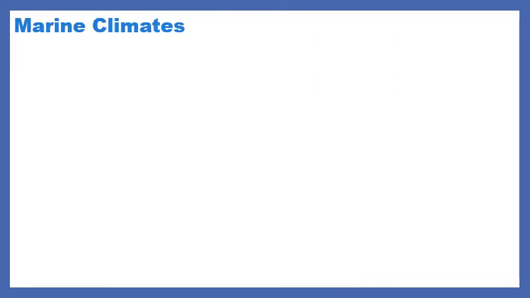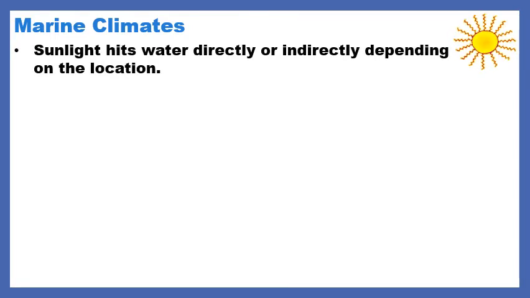Let's leave land, go out to sea, and start talking about marine climates. And while we're out at sea, we're going to realize that sunlight is hitting the water directly or indirectly depending on the location. For example, if we're at the equator, how is the sunlight going to hit? It's going to be warm at the equator, so sunlight's going to hit, do you remember? Directly. Now, if we're in the Arctic or the Antarctic at the poles, how is the sunlight going to hit?